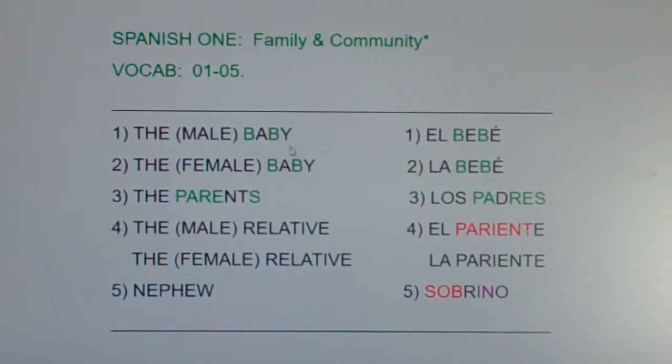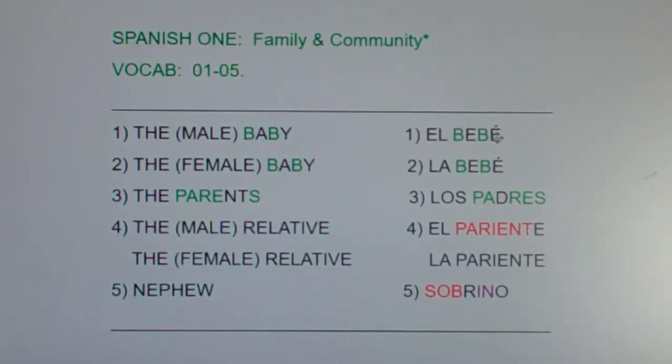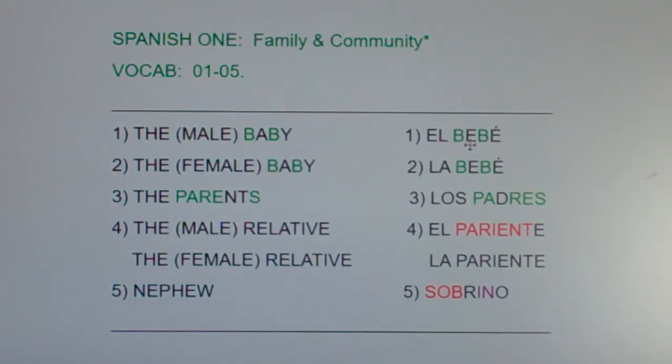Now, look at the word baby in English. It has 4 letters. The first letter and the middle letter are B. And look at bebé. The first letter and the middle letter are B. That's pretty easy. But notice the accent mark. This accent mark says, hey, don't stress the next to last vowel, which is what we normally do in Spanish. Don't say bebé, stress me, bebé.